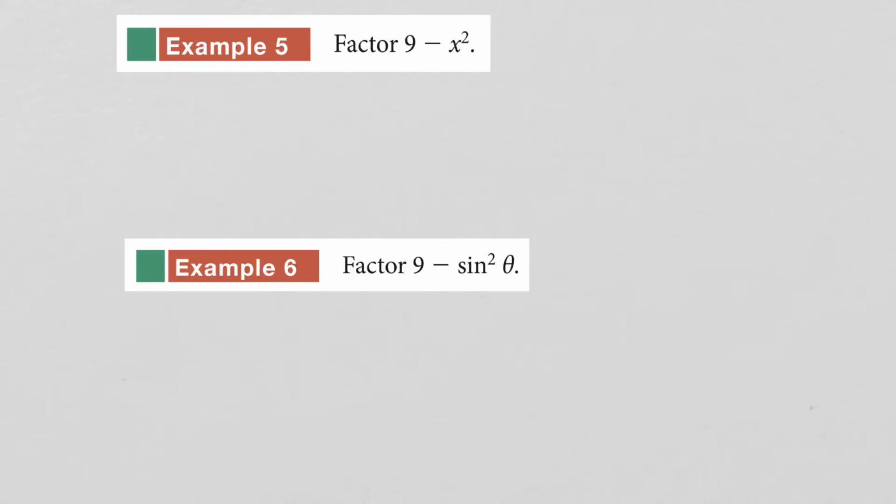The next example is a review example from algebra. We are asked to factor the expression 9 minus x squared. So I just want to remind you that when you factor something like a squared minus b squared, you might remember that this is what we call the difference of two squares, and the difference of two squares can be factored into a minus b times a plus b.